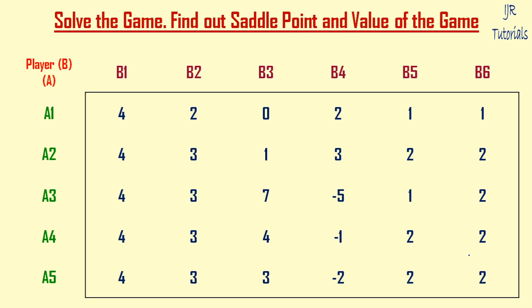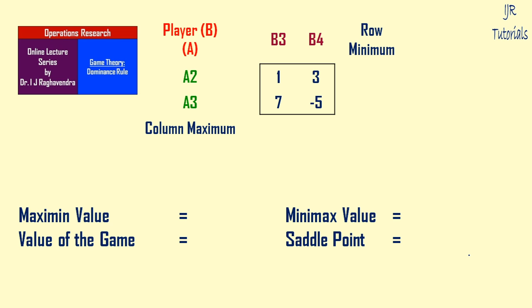If we don't find the saddle point, let us apply the dominance rule to reduce the matrix to 2 by 2, or 2 by m, or m by 2, to apply various methods for calculating the value of the game. So I applied the dominance rule to this problem to reduce the matrix. Finally, this matrix can be reduced to 2 by 2.